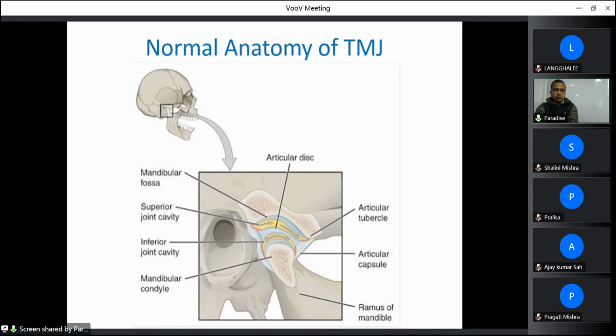So there are two types of movement: rotatory movement and translatory movement. During rotatory movement, the mouth opening is about 12 to 13 mm or 12 to 13 degrees. After 12 to 13 mm, there is translatory movement. Rotatory movement only takes place in the inferior joint cavity, and the translatory movement takes place in the superior joint cavity.